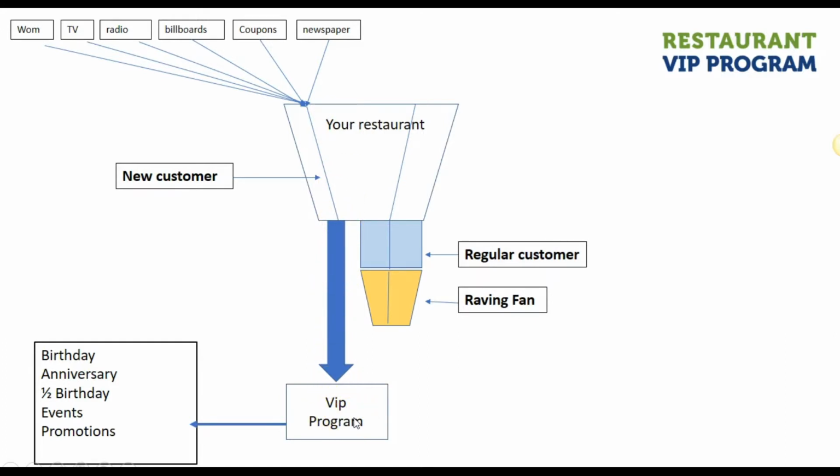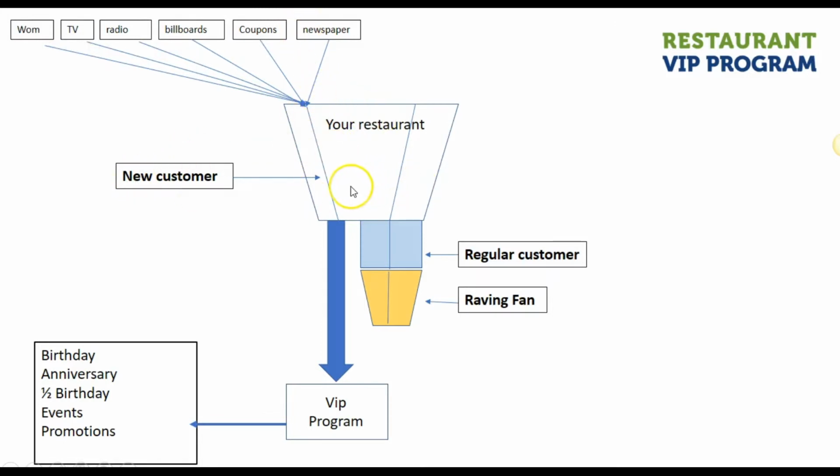We'll talk about more of that in the webinar on how to really execute this and build this, but a VIP program in my description is use birthday, use an anniversary, use a half birthday, events, and promotions. And you do it with email, direct mail, Facebook Messenger, text messages, any way you can engage them and invite them back into the restaurant. It could be with a coupon, could be with a party, it could be with an incentive, you name it. But at the end of the day, our job is to drive traffic, whatever means we can, into your restaurant, get a new customer.